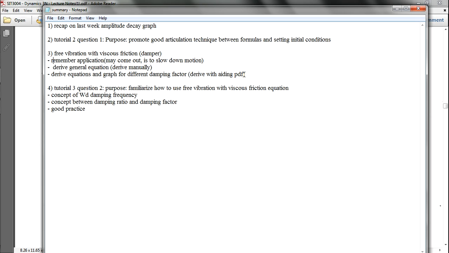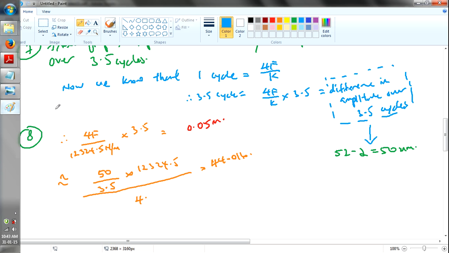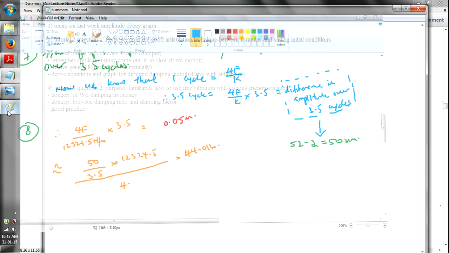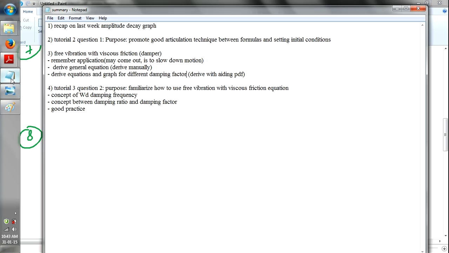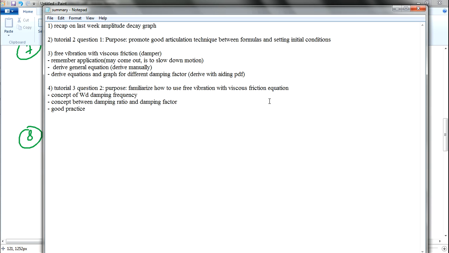In this portion we need to remember the application. I think the test may just ask you the applications. What is the application? It is used to slow down motion. Imagine you have a door, and when you close the door you slam it. However, the damper itself will slow down the closing motion of the door. So you have to take note: slow down motion is a keyword.